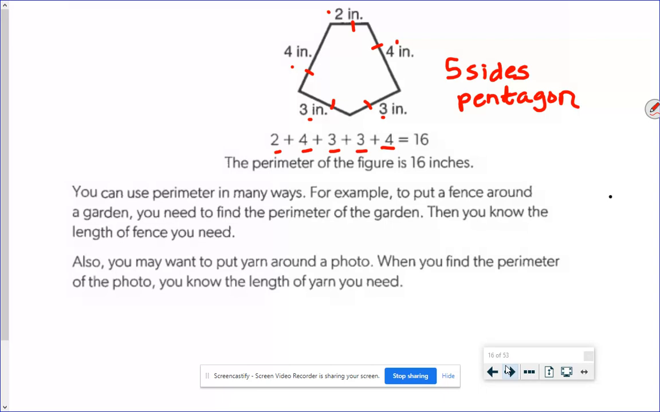So we can use perimeter in many ways. For example, you could find the perimeter of a garden in case you need to put a fence around it. Then you know how much fence you're going to need to go buy from the store. You might also have a craft activity going on and you would need to trim one of your little photo frames with some yarn. Then if you find the perimeter of the frame, you know how much yarn you're going to need to go buy at Walmart, say.